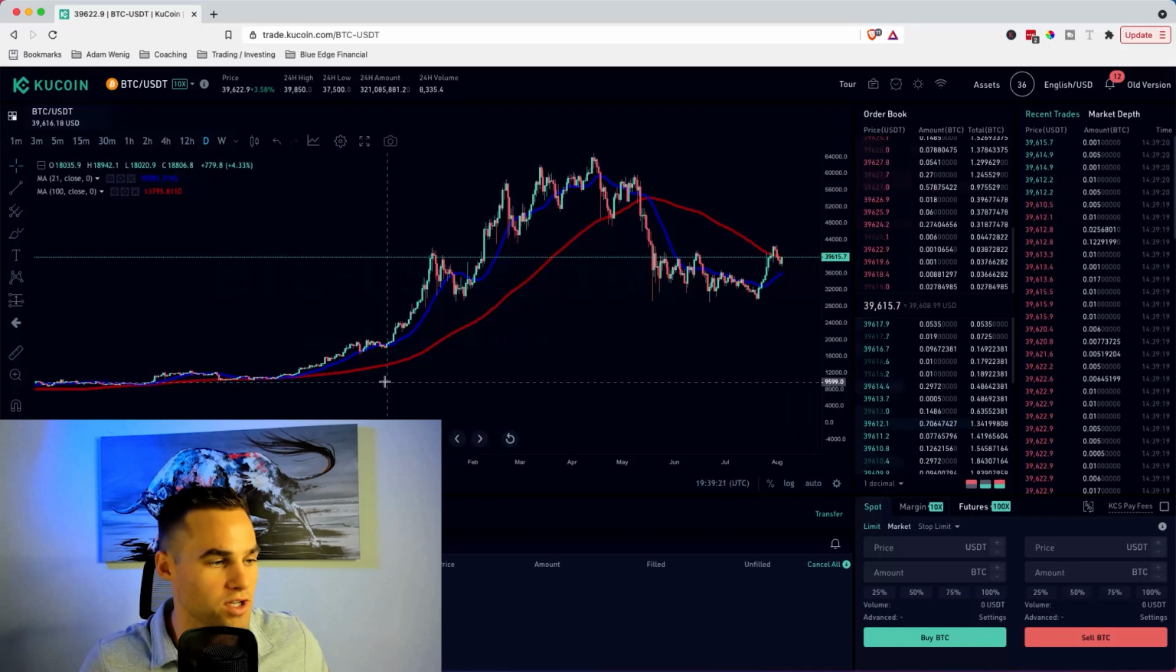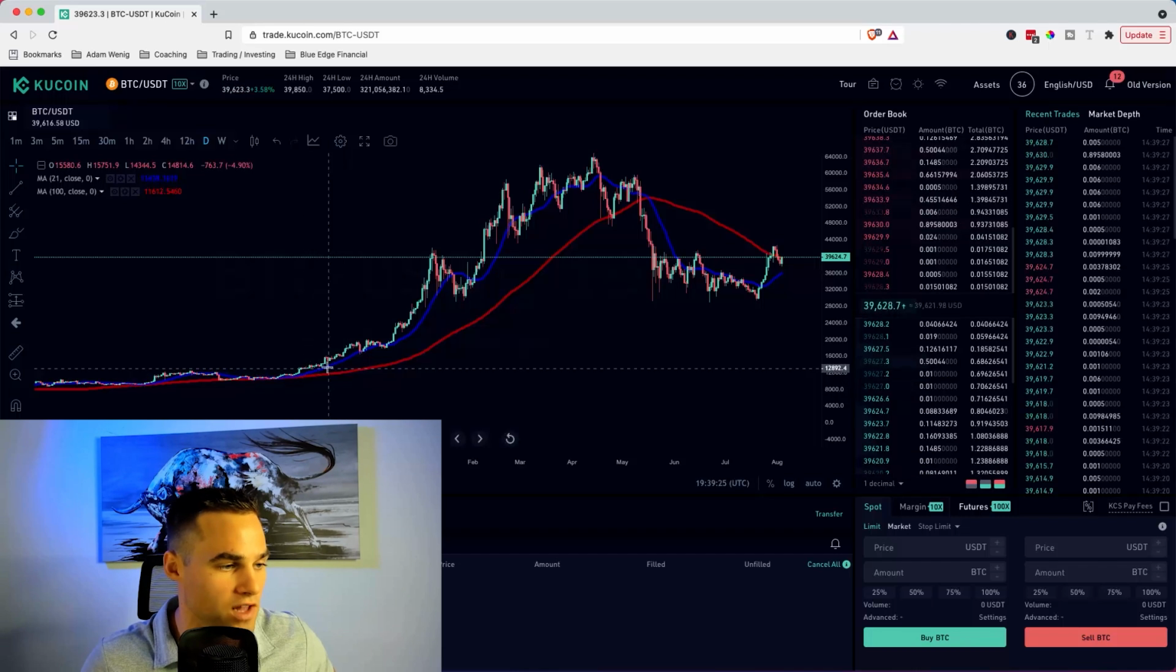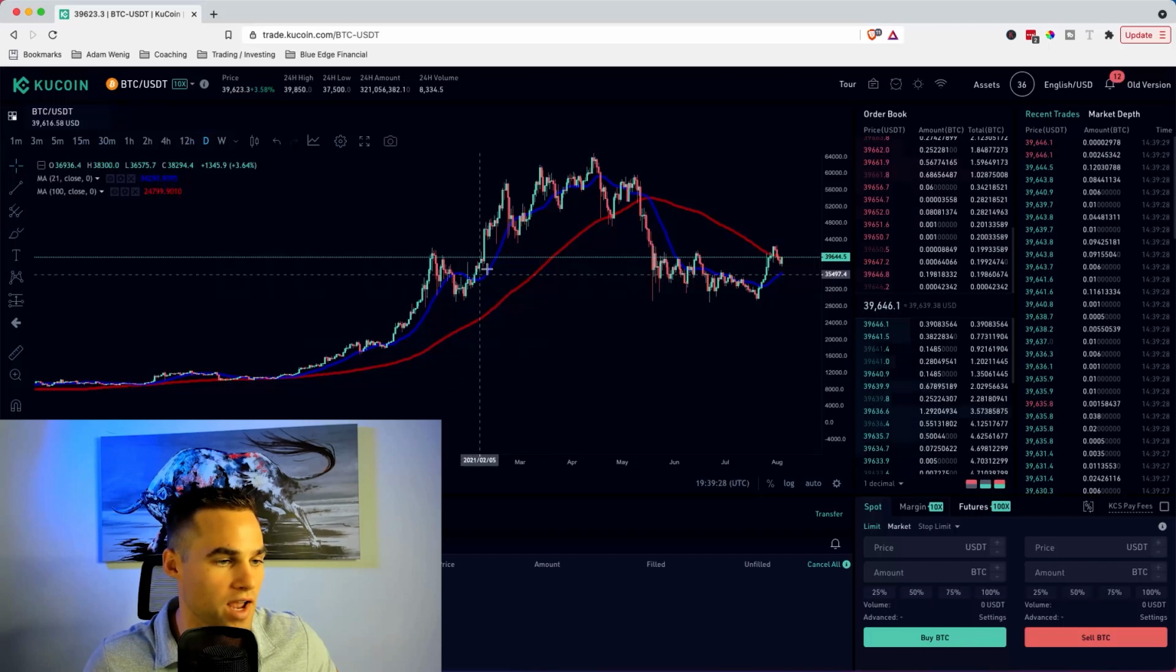Basically, a simple way to determine the trend is when these two moving averages cross. So for example, if this fast one is above the slow one, we can tell that we're in an upward trend, as you can see.